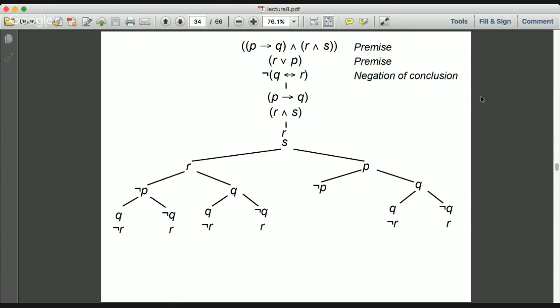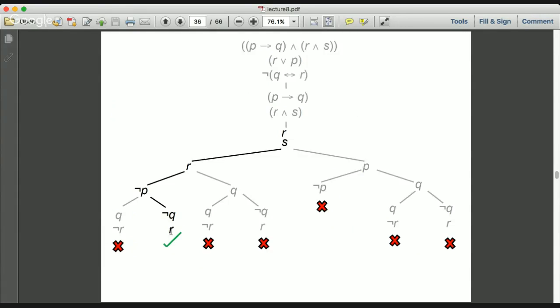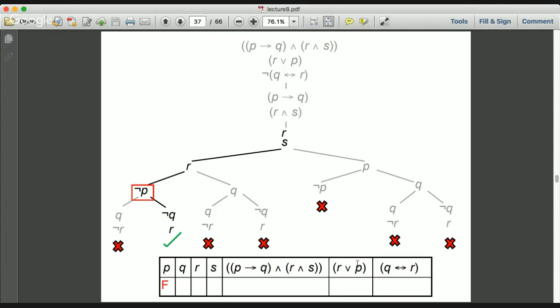I've just done it for us, because it would have taken a few moments, but really nothing complicated. It looks quite complicated, but really it's not. All of it closes except for this one branch here, the second branch. It's consistent, which is nice. No formula appears along with its negation. That's why we haven't closed it. That means that we can read off a truth assignment for it. So let's have a look.